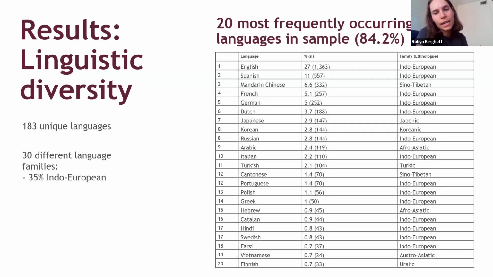The top 20 languages in the sample, the 20 most frequently occurring languages in the sample are here in this table. The 20 most studied languages, they account for around 84% of all the languages in the sample, right? So in other words, 84% of studies in the sample focus on one of these 20 languages here. And you'll see, unsurprisingly, that English is the most studied language, so accounting for around 27% of study focuses.